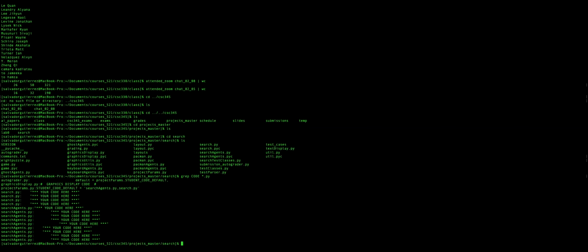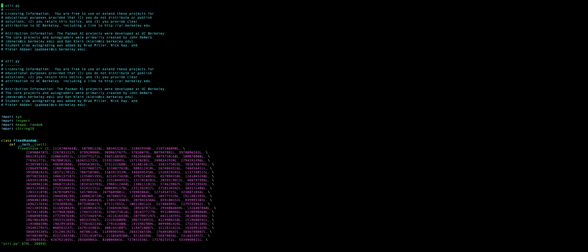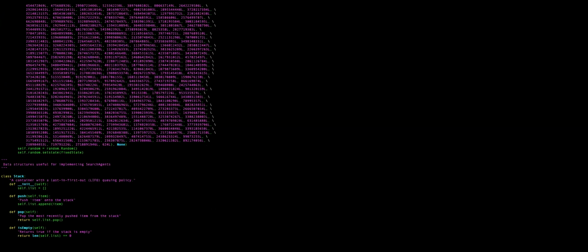Then what you need to do is explore that code, and there are two files that are worth exploring. One is, for example, util.py. This is a utilities file, and you should know these functions really well, which means you need to explore and read them. As you can see, there's a class defined for fixed random that gives you fixed random numbers.